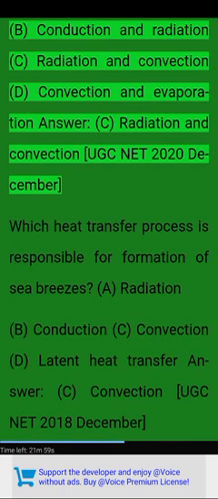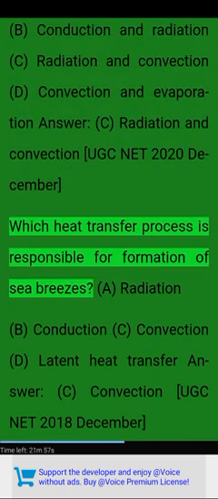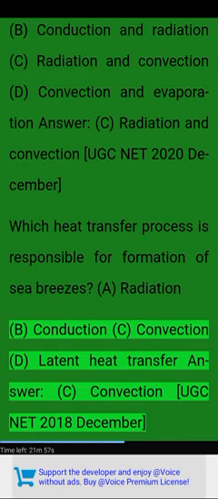UGC NET 2020 December. Which heat transfer process is responsible for formation of sea breezes? A. Radiation. B. Conduction. C. Convection. D. Latent heat transfer. Answer: C. Convection.